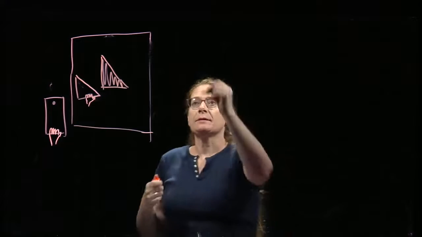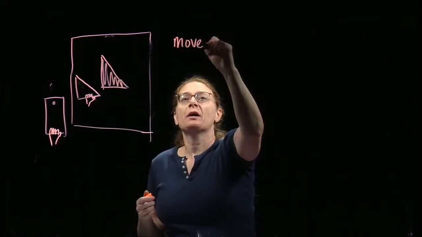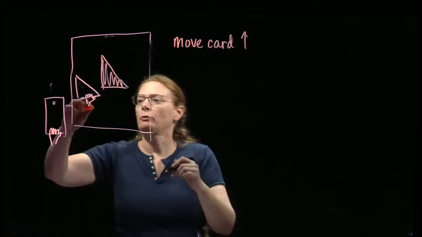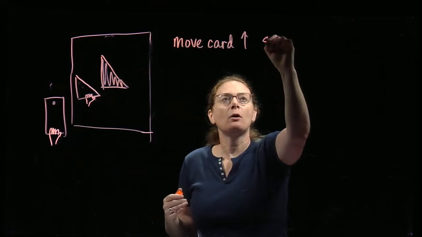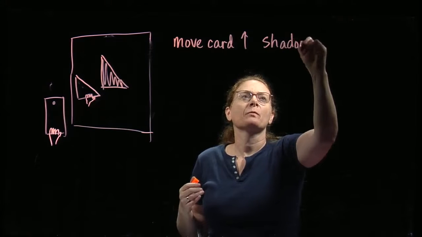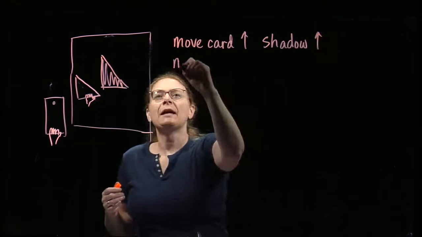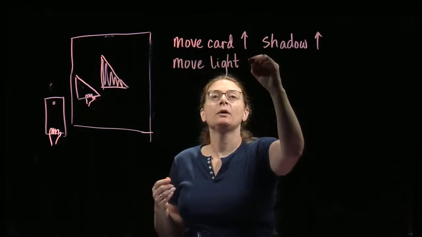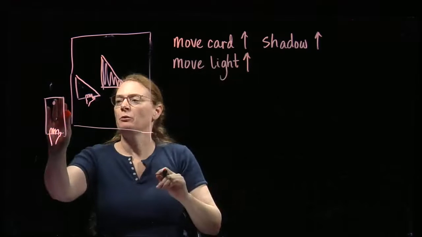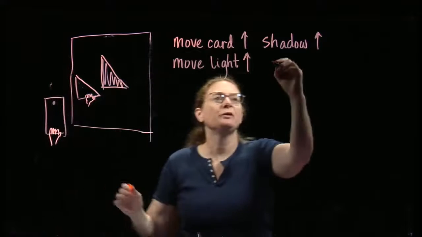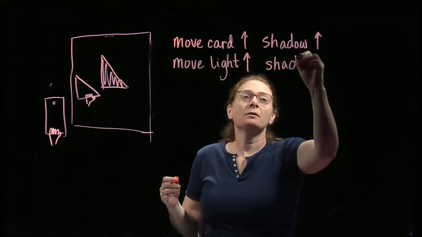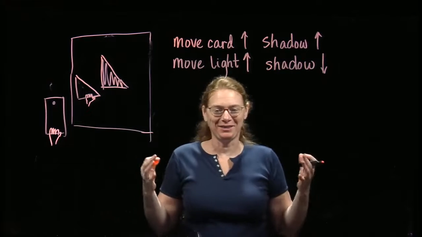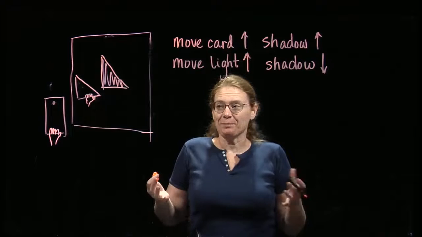What you should see is that when we move the card, the blocking card, up, the shadow also moves up. If we move the light up, so move that flashlight on your phone, if we move the light up, so now I move this upwards, the shadow should move down. Again, this is probably not a lot of new material, not very hard to understand, but it's important.